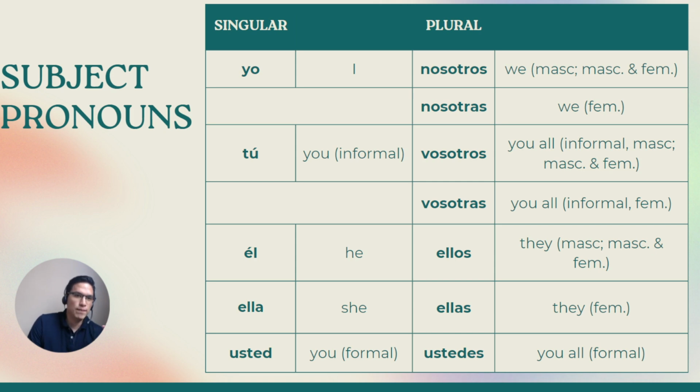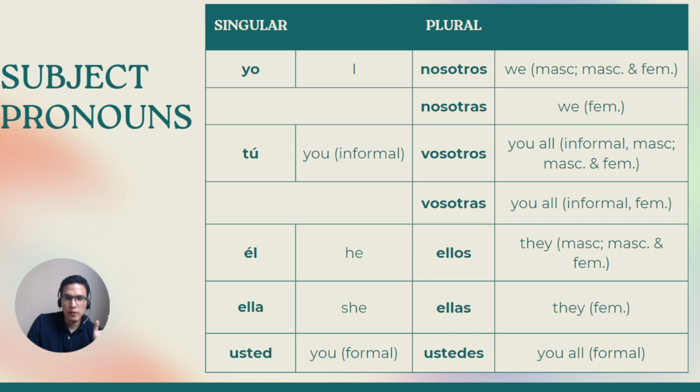So I would be yo, tú, you in informal way in singular form, él, he, ella, she, usted, you in the formal way. So nosotros, we, nosotras, we, if you want to refer to a group of females, vosotros, you all, vosotras, you all in informal way, ellos, they, ellas, female they, and ustedes, you all in the formal way.